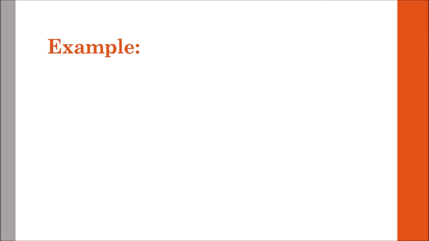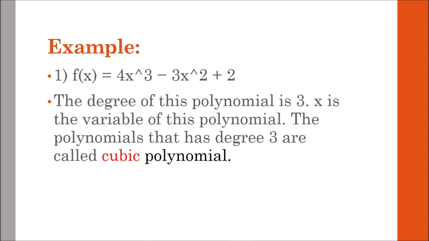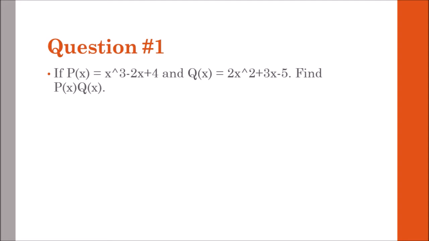Let's look at an example. Our example is f(x) equals 4x to the power of 3 minus 3x to the power of 2 plus 2. I want you to stop the video for a minute and find the degree and type of this polynomial. I guess you found the type and degree of this polynomial. The degree of this polynomial is 3. x is the variable of this polynomial, and polynomials that have degree 3, like this equation, are called cubic polynomials. Let's start to solve some questions.